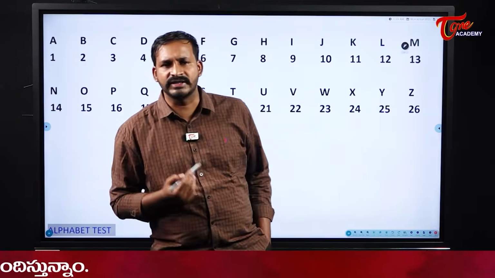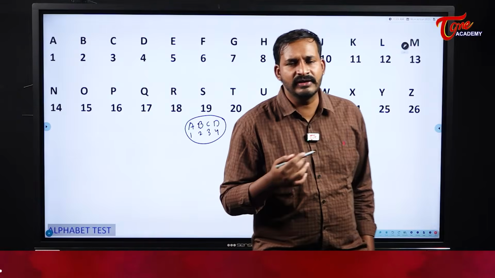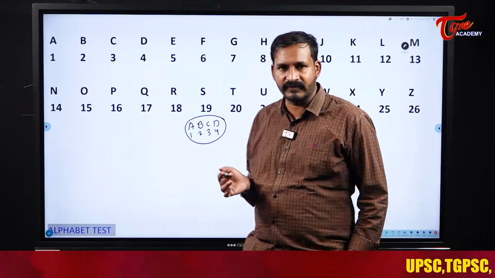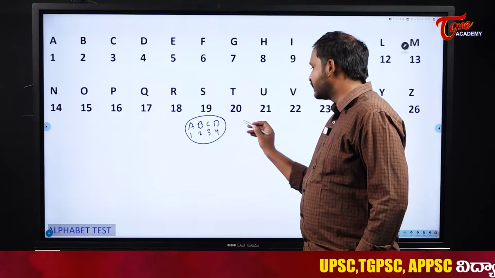What is the place value for C? Third alphabet. What is the place value for D? Fourth. Like this you will tell it directly. Why? Because A, B, C, D are the first four. Okay, good sir. Next, similarly Z.